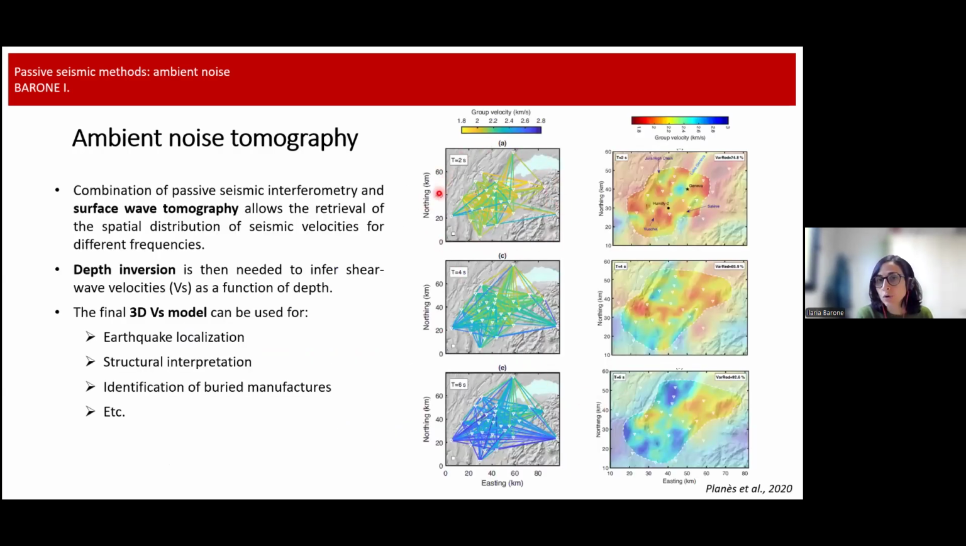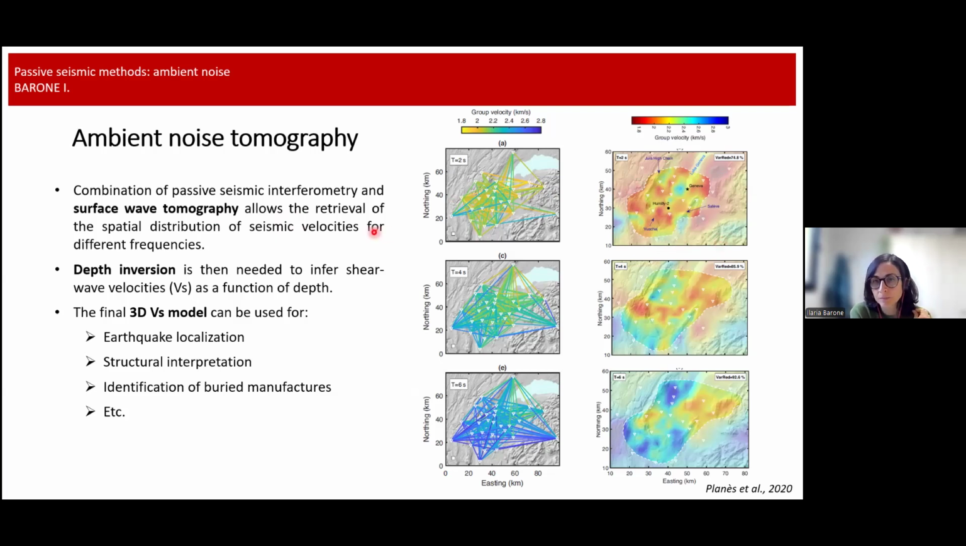And if we have a network, that's generally the case in seismology, we have a certain number of stations deployed in a certain area. What we can do is to measure the phase and/or the group velocity for each receiver pair. So we have a lot of information that we need to recombine somehow. And the way we recombine it, spatially, is the application of surface wave tomography. And what you get at the end is a phase velocity or a group velocity map, like this one, for each single frequency of analysis.